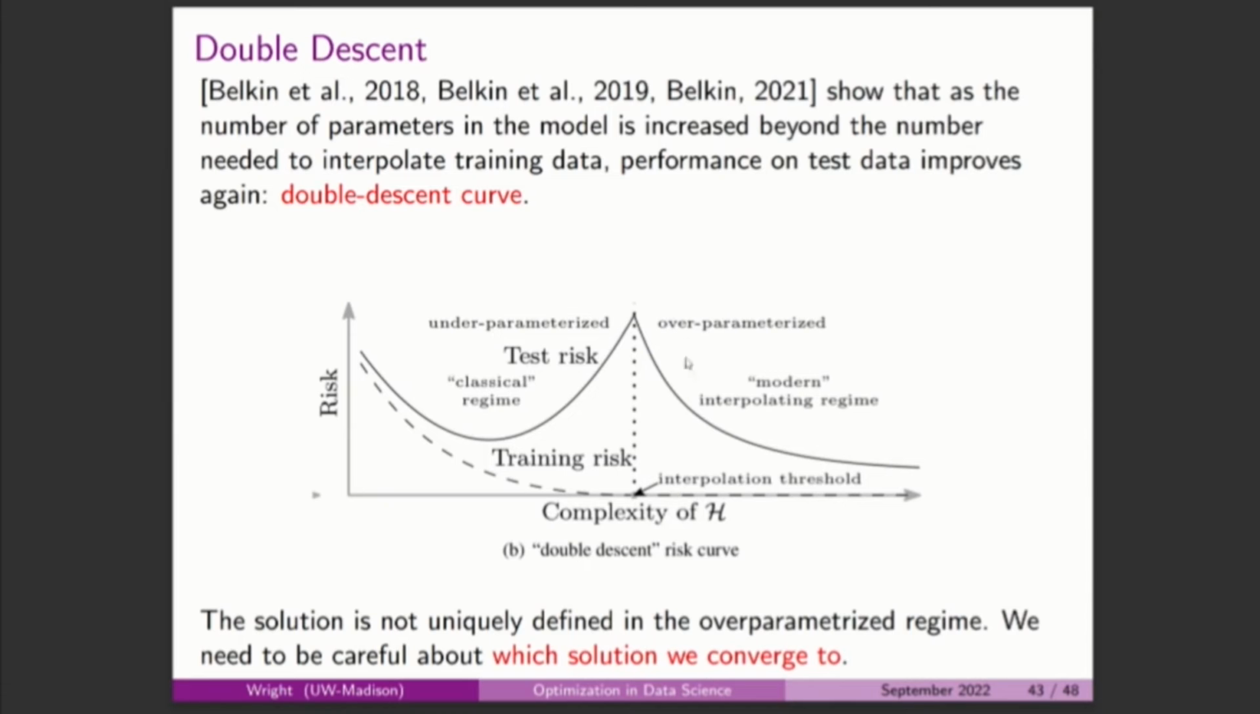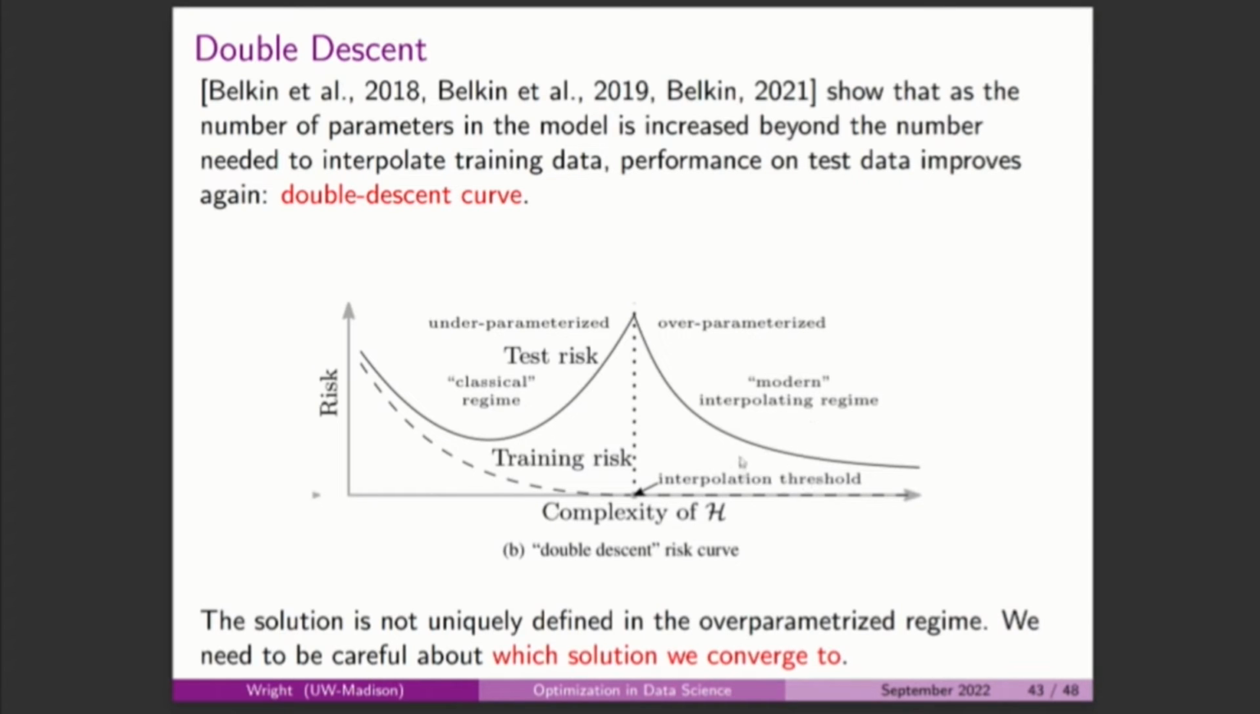But the observation that Belkin made, and others have made related observations, is that if you continue to add parameters to the model beyond that point, and you look for a solution that has some sort of low complexity property within that much larger parameter space, you can get the test risk to come down again. This is the so-called double descent phenomenon, and it's been proved that this actually happens in various contexts. But you do need to be careful.